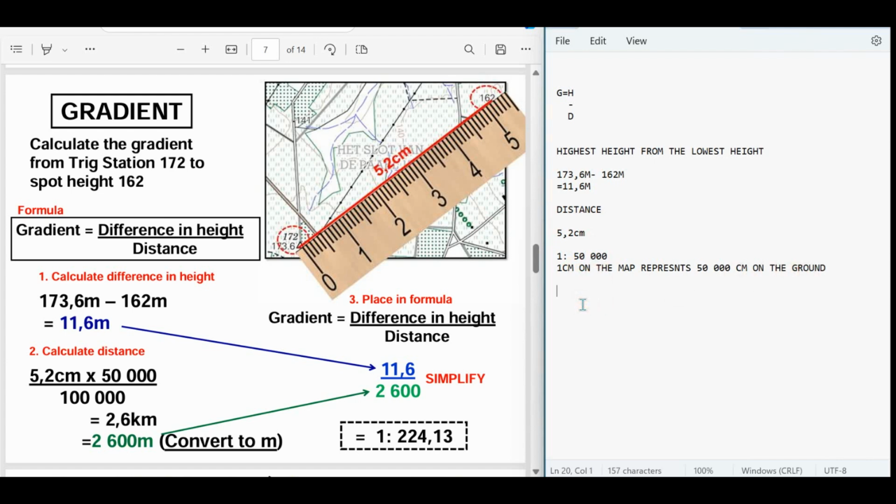Now, if 1 centimeter on the map represents 50,000 centimeters on the ground, this also means that in 1 meter we have 1,000 centimeters. This is a mathematical approach. We know that for every 1 meter that an individual walks or travels, they travel 1,000 centimeters. Now, how do we convert the scale of centimeters into meters?